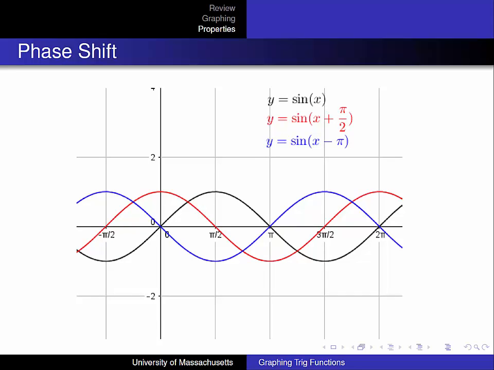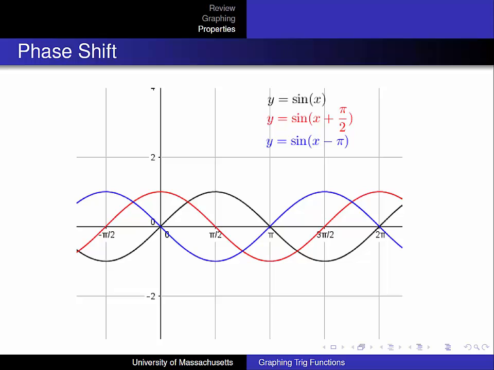And you can understand this by considering that if we input negative pi over 2 into our second function, the red function, well, negative pi over 2 plus pi over 2 is 0. And so then we would just get sine of 0, which is 0. So the second graph is just shifted to the left by pi over 2.